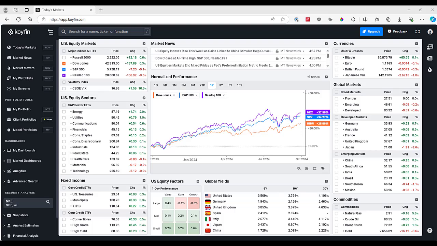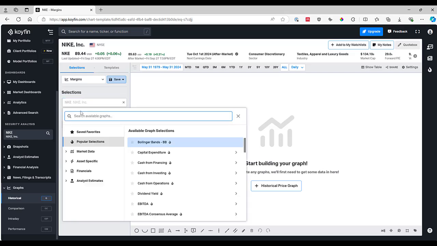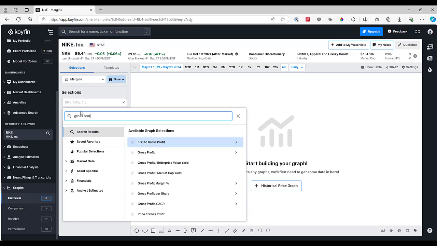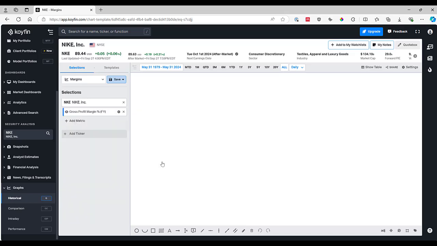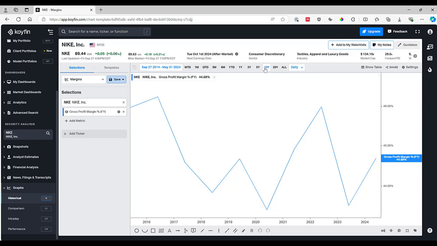Luckily for you, you don't have to do this all manually. You can go to a website such as koifin.com. It's free to create an account. Go to Graphs, search the company you want. I'll do Nike. Add the metric you want. I'll do gross profit margin annually. Then choose your data range. I'll choose 10 years. Here I can see the gross profit for Nike for each of the past 10 years.